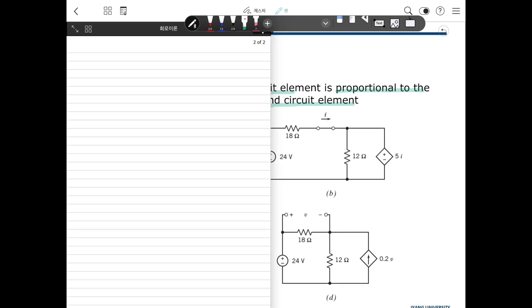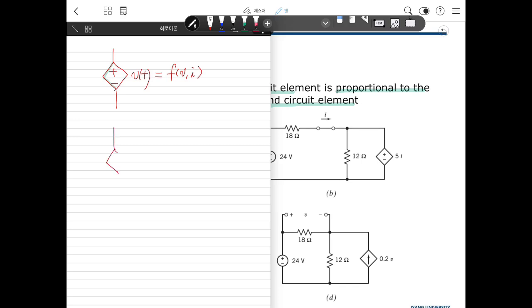The symbol of the dependent source is like that. This way. And in the case of the dependent voltage source, we define the direction this way, and we write Vt. The important thing is Vt is not a constant value or a time varying value. The Vt is determined by the other value of the current or function, Vi.